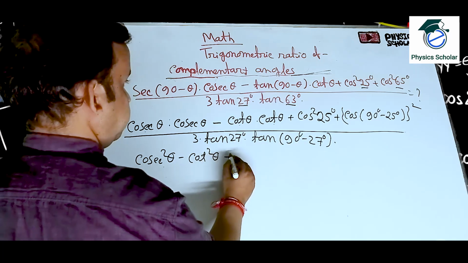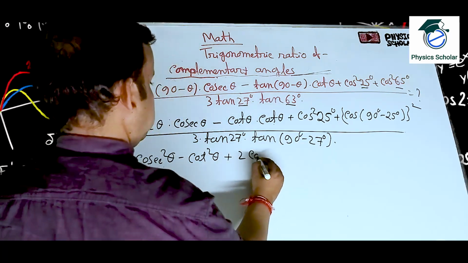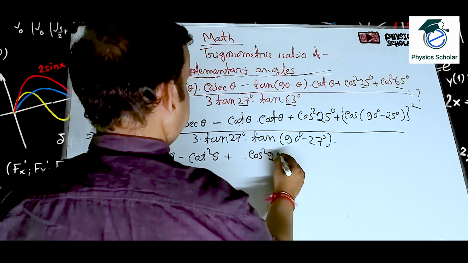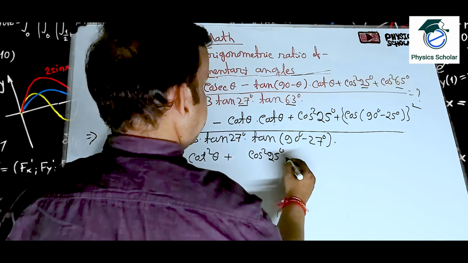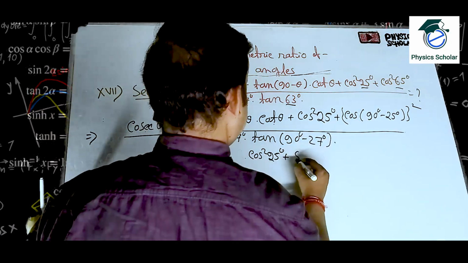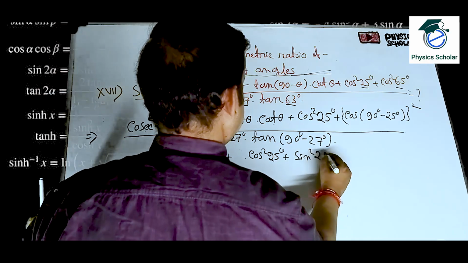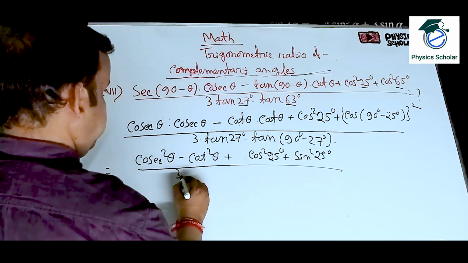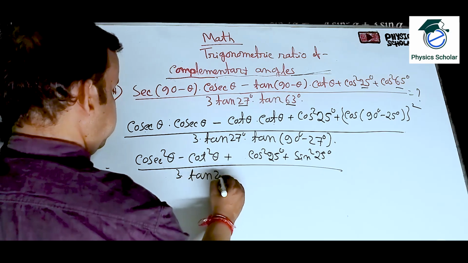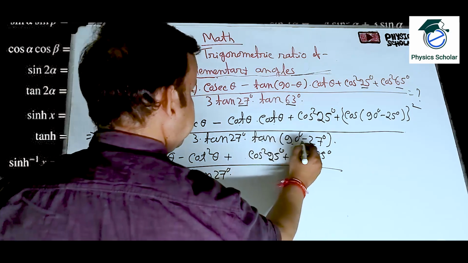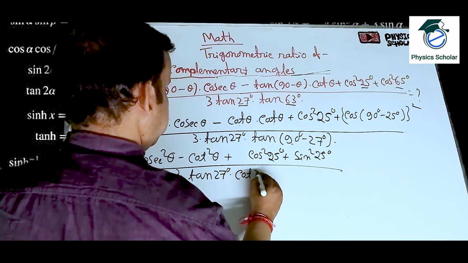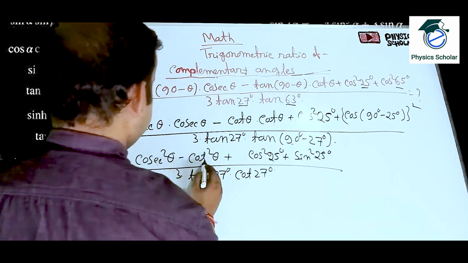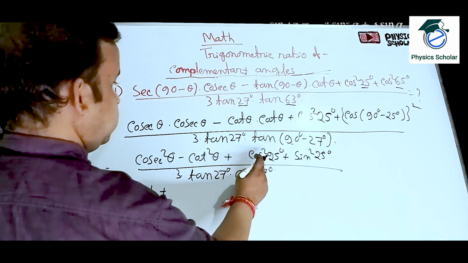Cot square theta plus 2 cos square, plus cos square 25 degree plus cos 90 minus theta, which means sin square 25 degree, whole divided by 3 into tan 27 degree into tan 90 minus theta, which means cot 27 degree. Clear?